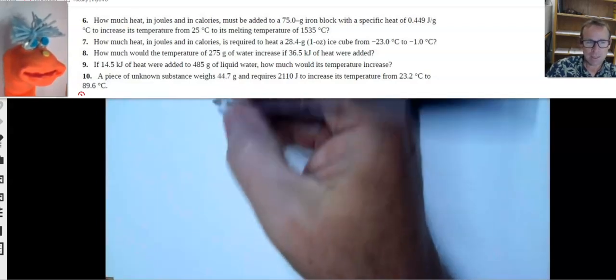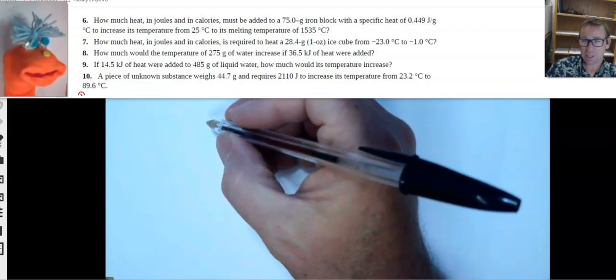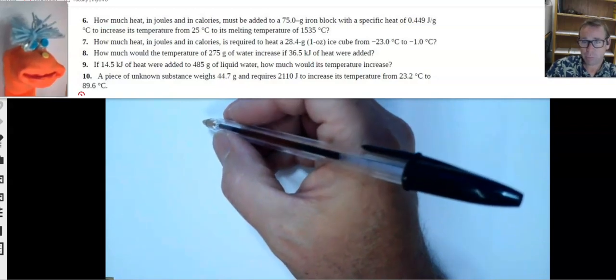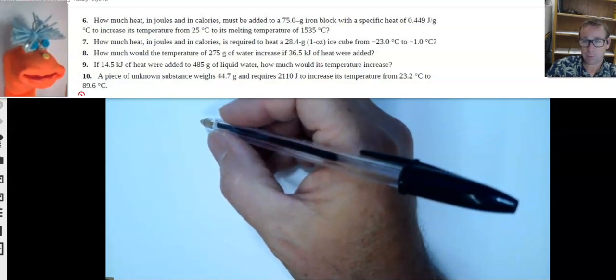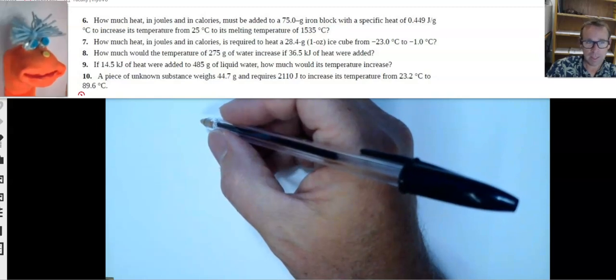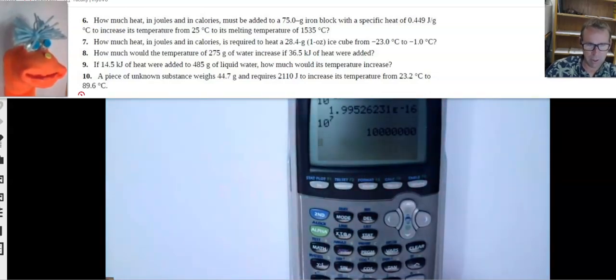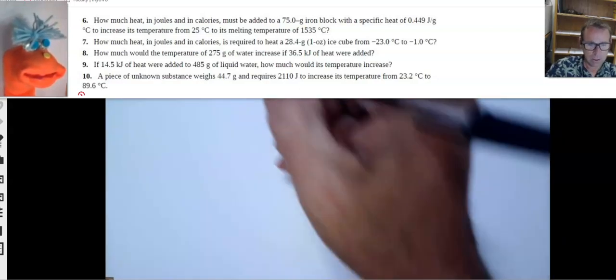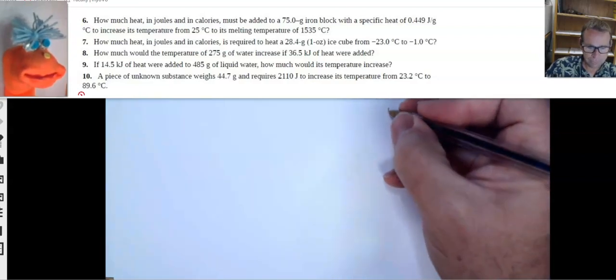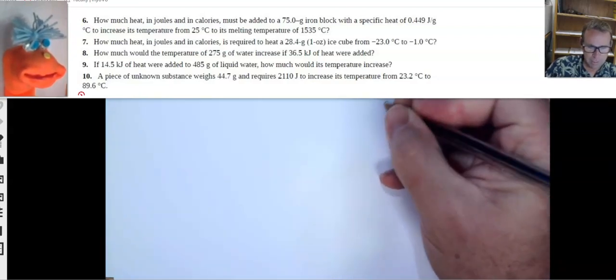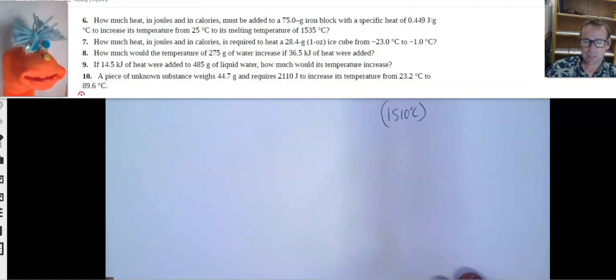Any system, we want to know how much heat energy is required to perform whatever job we want to perform. In this case, we want to raise the heat, and the amount of temperature change that we're after, you can always identify by taking the final temperature, 1535, and subtracting the initial temperature, 25. So that's 1510. That's how many degrees Celsius we want to change the system.